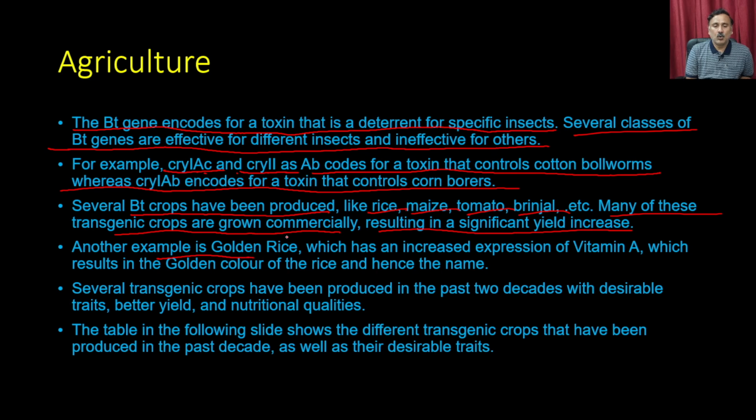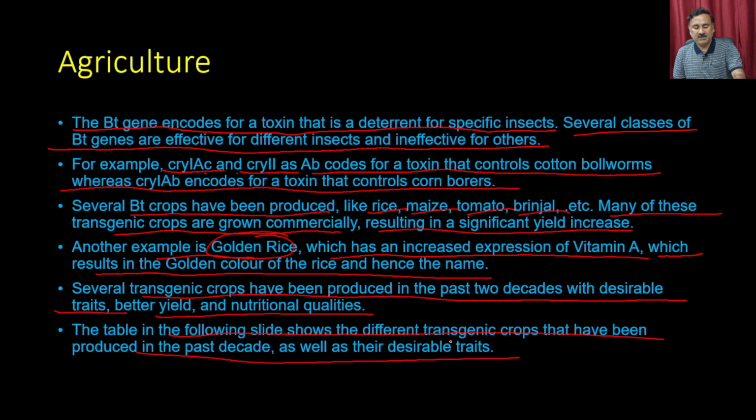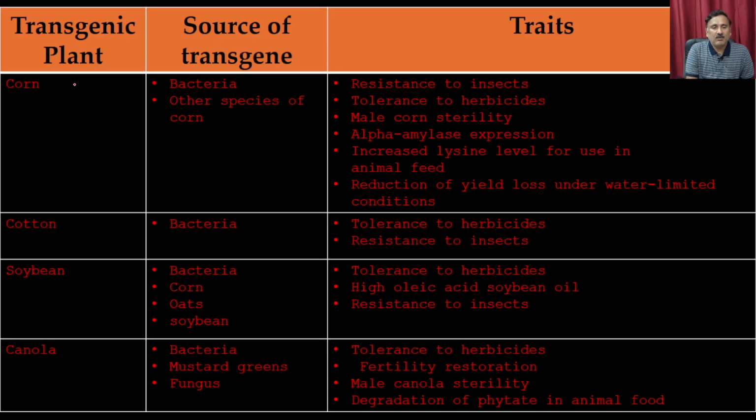Another example is golden rice, which has an increased expression of vitamin A, which results in the golden color of the rice and hence the name. Several transgenic crops have been produced in the past 2 decades with desirable traits, better yield and nutritional qualities. The table in the following slide shows the different transgenic crops that have been produced in the past decade as well as their desirable traits. So, this is a simple table which says what the transgenic plant is, what the source of the transgenes is, and what its applications are.